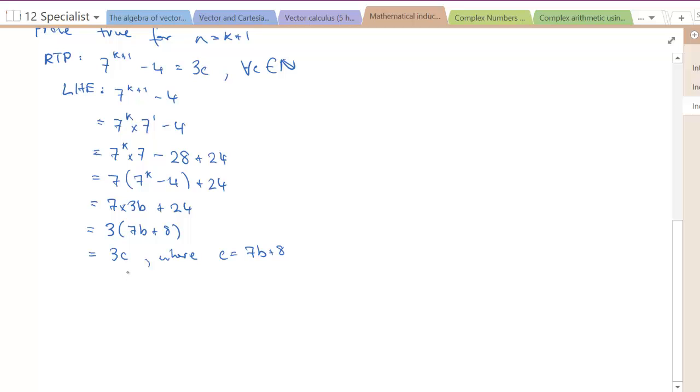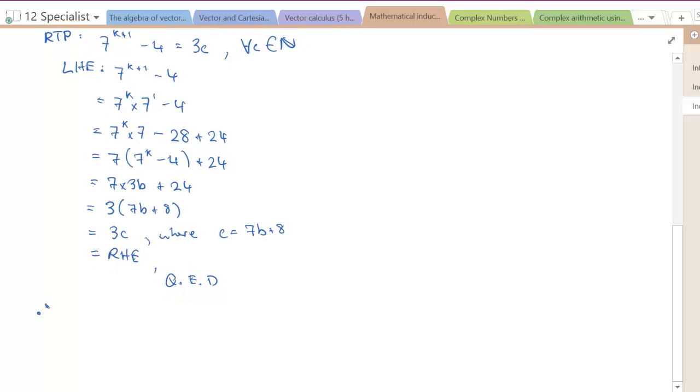So since we've got it down to a point where we can show that divisibility, it's 3 times something, then it must be equal to that right-hand equation. And we've proven true what we were trying to prove, so QED. Once we've done that, we can say, therefore, as true for n equals 1, n equals k, and n equals k plus 1, it must be true for all values n which are elements of a set of natural numbers.